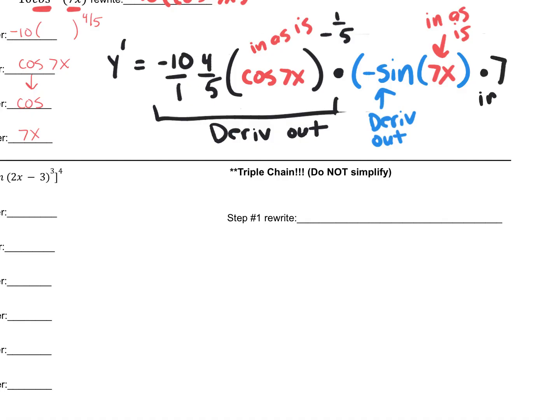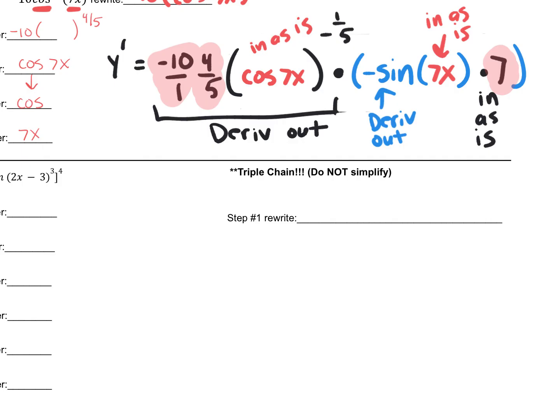So that's the inner as is. And that is our second chain. There we go. So this piece right here is our first chain, and here is our second chain. Now when we simplify it, we have to multiply the three numbers. I'm going to highlight them. All right, we have negative 10 over 1, positive 4/5, and then we have 7 right here.